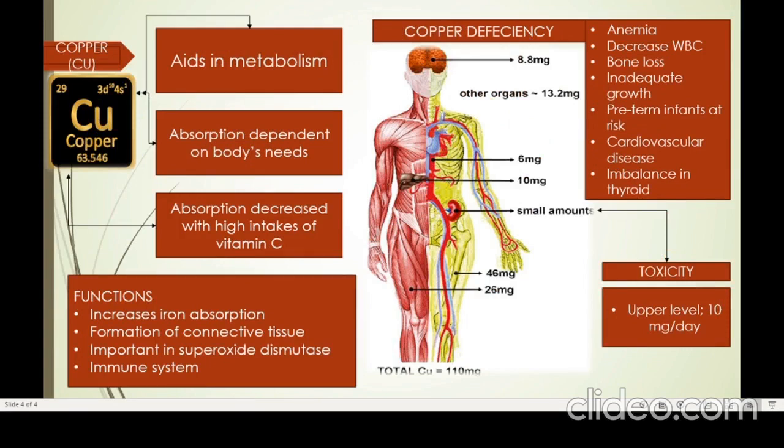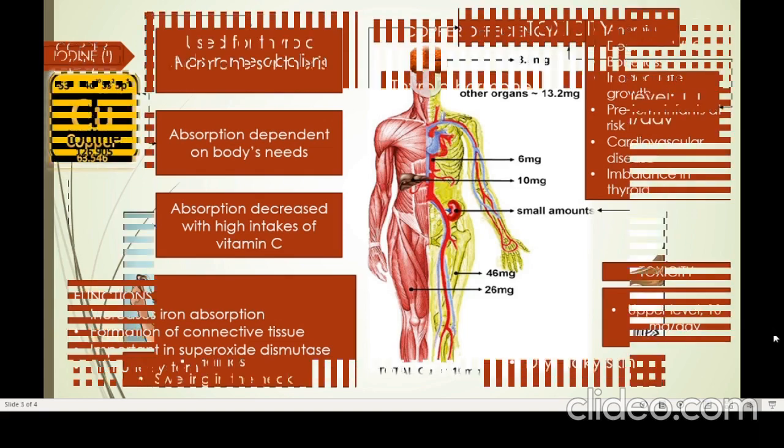The functions of copper consist of increasing iron absorption and formation of connective tissue. It is also important in superoxide dismutase and the immune system. However, the upper level of copper toxicity is 10 mg per day. Due to lack of intake of copper, we can suffer from anemia, decrease in white blood cells, bone loss, inadequate growth, cardiovascular disease, and imbalance in thyroid.